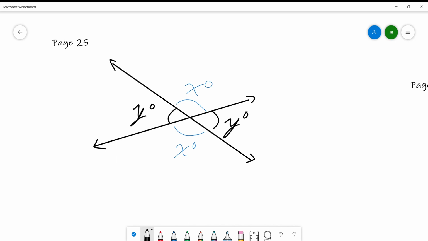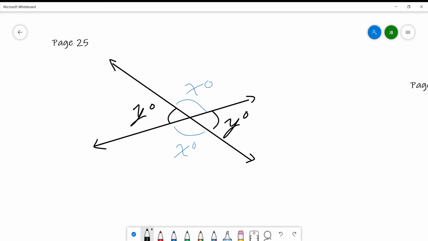Notice they have to be the intersection of two straight lines, not merely angles that are joined with a common vertex. It's not enough that they have a common vertex. They have to be straight lines.